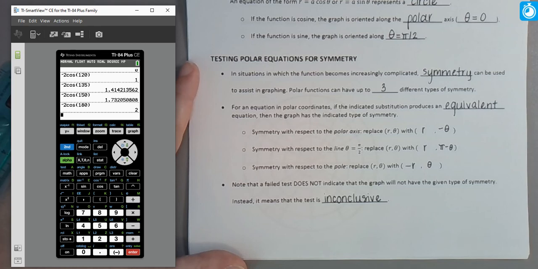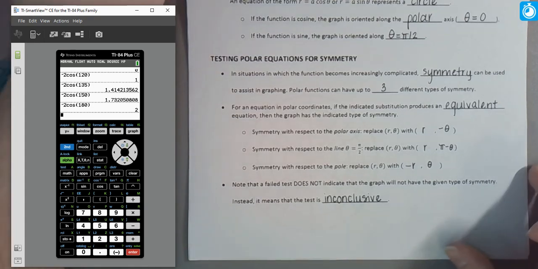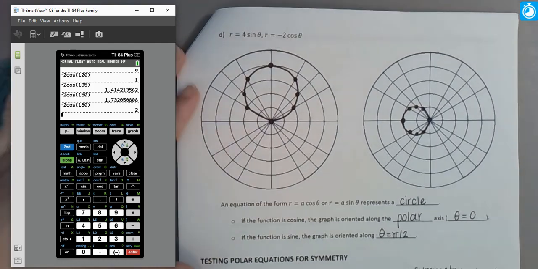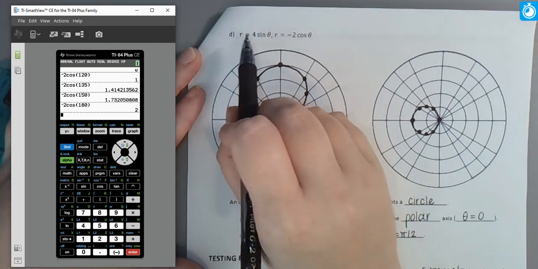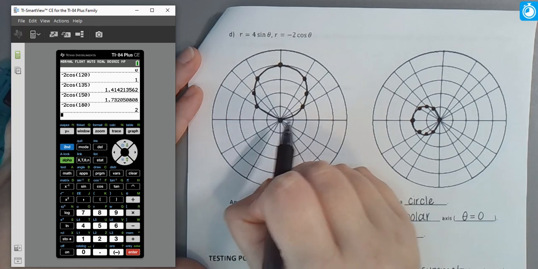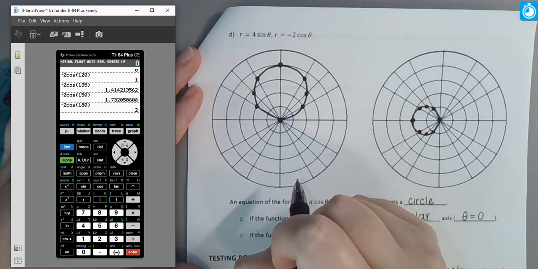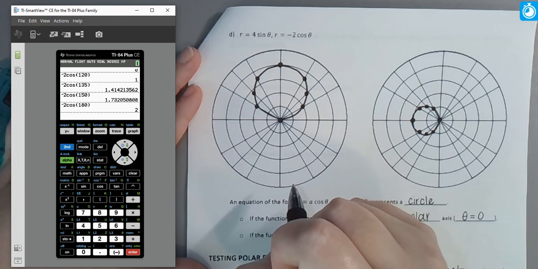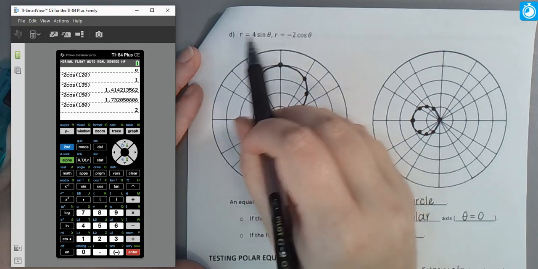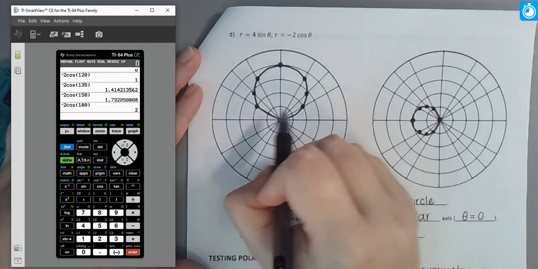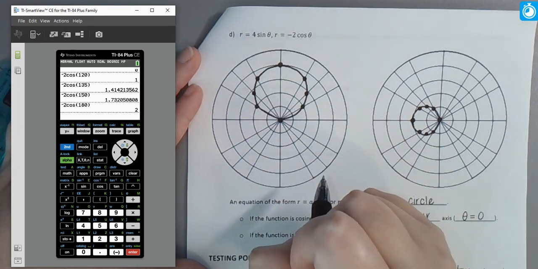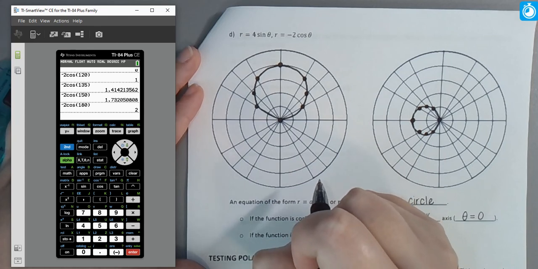But the benefit of getting a passing symmetry test, at least one of these tests, is the fact that we essentially get a 2-for-1 with our points. So for instance, if we were to test this particular equation for polar axis symmetry, it's going to fail that test. Now again, a failed test doesn't mean it doesn't have that type of symmetry. It means the test was inconclusive. But this graph, as we see for this equation, does not have polar axis symmetry. So it's not going to pass the polar axis symmetry test.